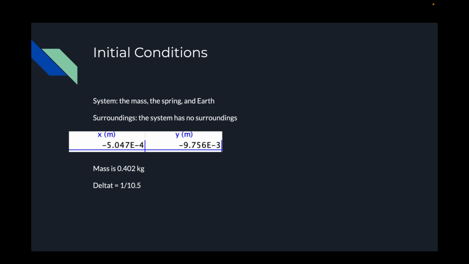So the initial conditions of my experiment: the system is the mass, the spring, and the earth, and the system has no surroundings. My initial x and y coordinates are shown here, and the mass is 0.402 kilograms, and delta t is 1 over 10.5.